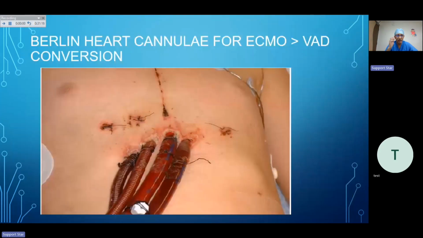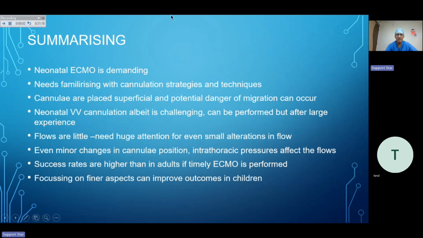Neonatal ECMO is demanding, needs familiarization with cannulation strategies. Cannulae are placed superficially and potential danger of migration can occur. Neonatal VV cannulation is challenging but can be performed after large experience. The flows are little but need huge attention even for small alterations. Even minor changes in cannula and intrathoracic pressure can affect the flows.